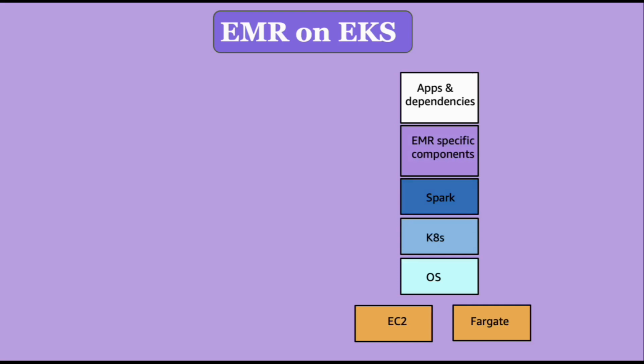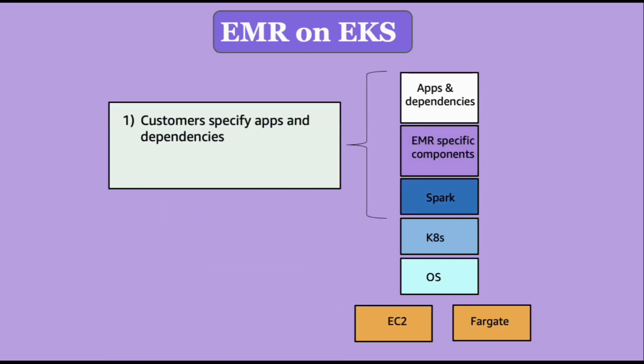Now, if this is the tech stack, then what is the shared responsibility model between customers and the service? Let us look at it. So in this case, customers specify the applications and the dependencies. They don't really install any dependencies, which was the case earlier. The EMR on EKS service builds and runs the containers, and these containers include all the required runtimes and the application dependencies. So this is the undifferentiated heavy lifting we are talking about.